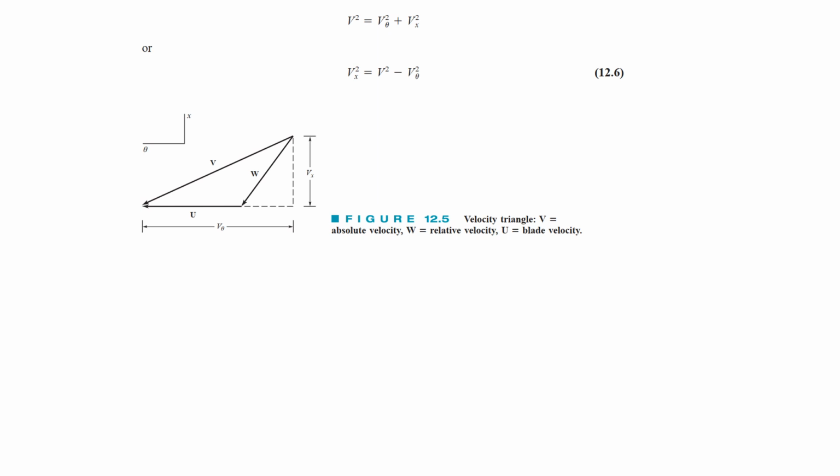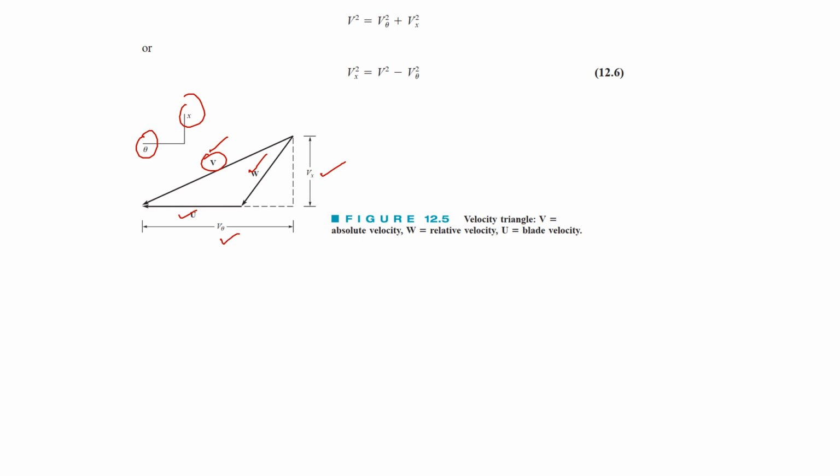Now taking the velocity triangle that we drew, in terms of the absolute velocity, the relative velocity, and the blade velocity, we can take the two components of our absolute velocity. One is along the tangential direction and one is along the axial direction, so the absolute velocity has two components right here: the tangential component and the axial component.